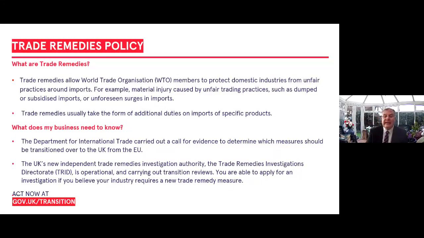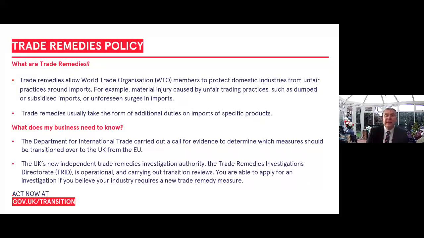The UK is assessing existing EU trade remedy measures in which UK industries have an interest to determine whether they should be transitioned into the UK trade remedies system. Some reviews have already been initiated, and these cover products including biodiesel from the USA and Canada, rainbow trout from Turkey, and PSC wire from China.